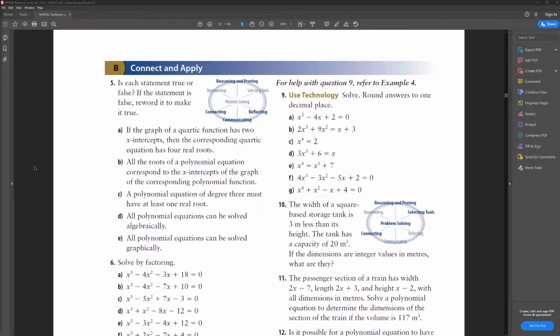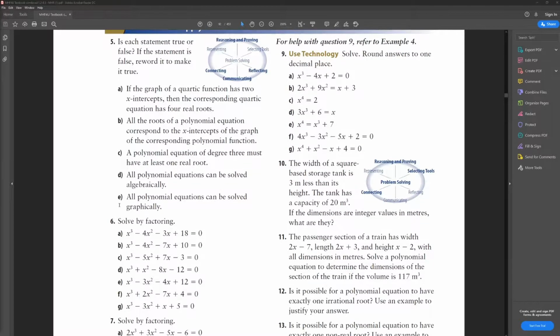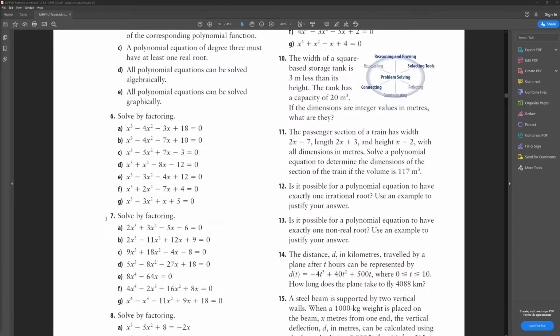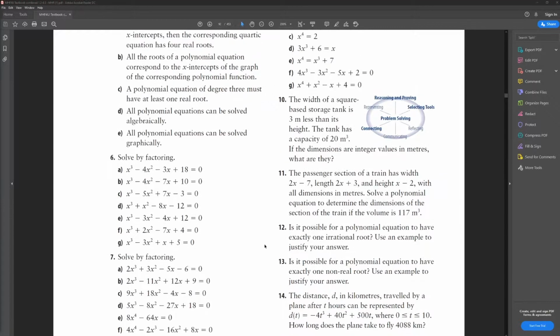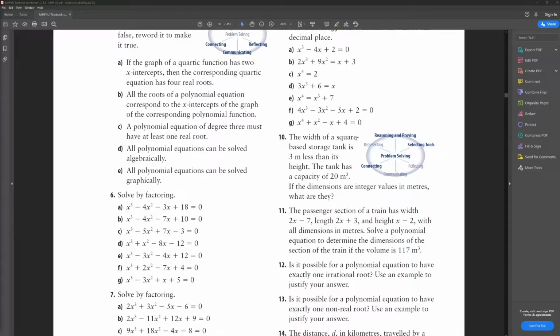Okay, so what else did I assign? I assigned 7, b, and d. So by factoring, you got this. Just apply the factor theorem and you are good. We have 10 now. The width of the square base storage tank is 3 meters less than its height. The tank has a capacity of 20 meters cubed. If the dimensions are integer values in meters, what are they?